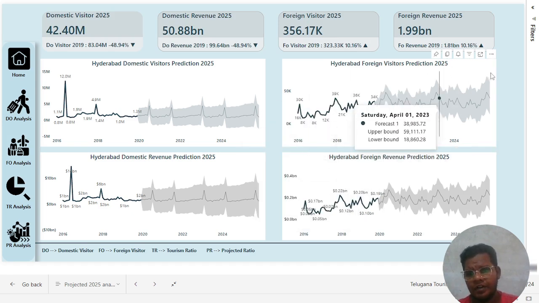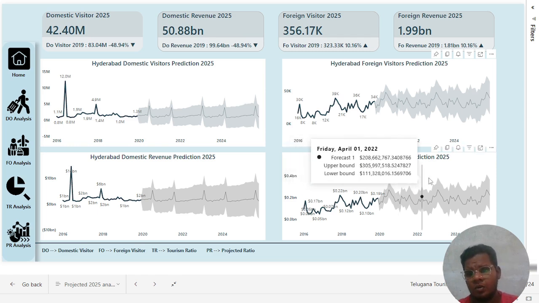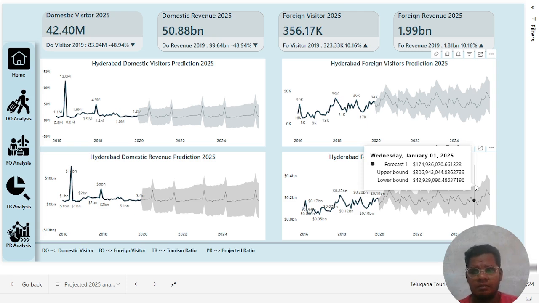And then the foreign revenue prediction is also predicted for 2025. January is 1 point, sorry, it's not million, it's actually in billion, but it's mixed because the domestic visitors bring higher revenue than the foreign visitors. That's why it's in million. Upper bound is around 3 point something million and lower bound is 4 point something million.